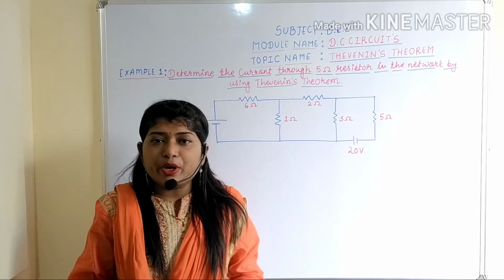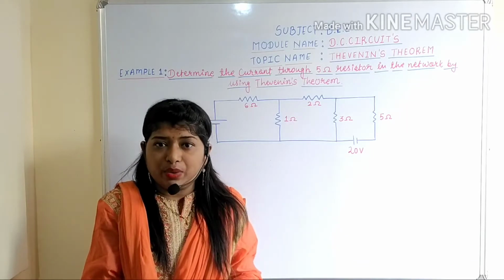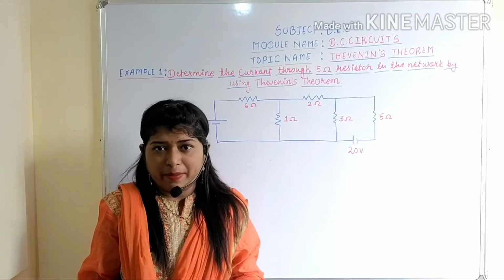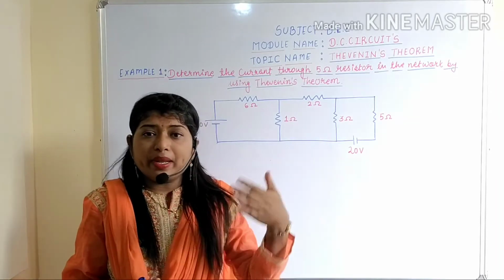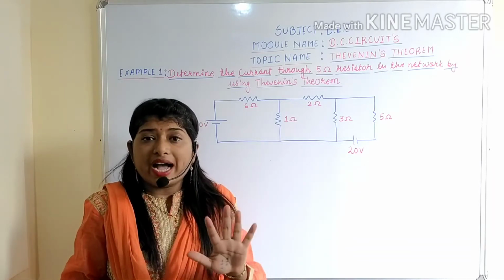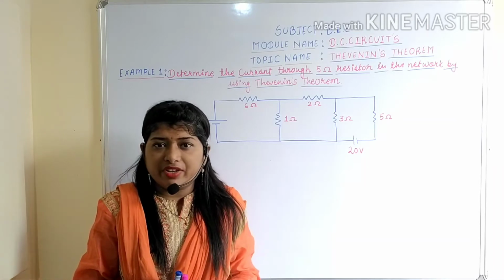And the last important parameter related to Thevenin's theorem is what? We need to calculate the load current flowing through the load resistor. Am I right? So, to solve problems based on Thevenin's theorem, I have already explained five important steps. Tell me the first important step.